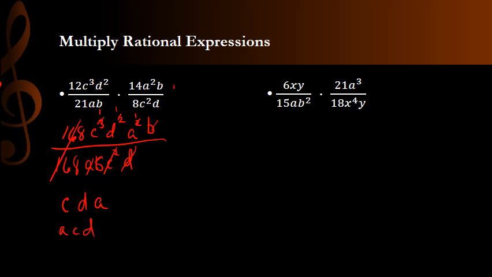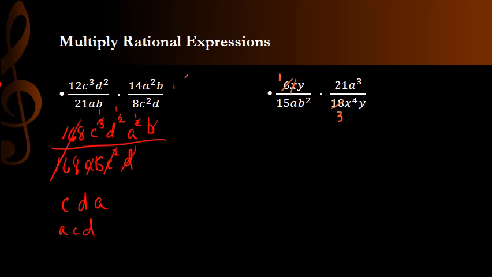Okay, well that's that. Now let's look at the next one. We got 6xy over 15ab squared times 21a cubed over 18x to the 4th y. Now, I could do some reduction between the 6 and the 15, or I could look to do some cross multiplication. So let's do that. Now, I don't like this method as well because it makes me confused, but you may prefer it. Well, this 6 is going to go into the 18 3 times. That's going to make that 1.